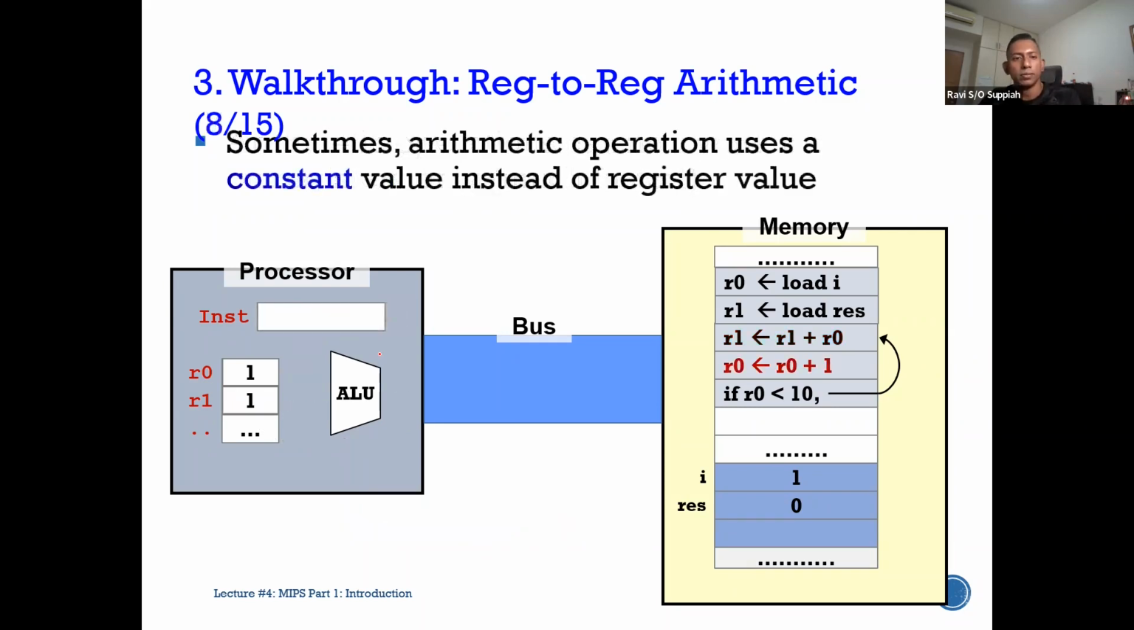And then what do I need to do? I need to do the next instruction, which is R0 increment by 1. So I take R0, add 1, and take the result and put it back into R0. So R0 will now increment by 1. That is the second instruction I'm executing.